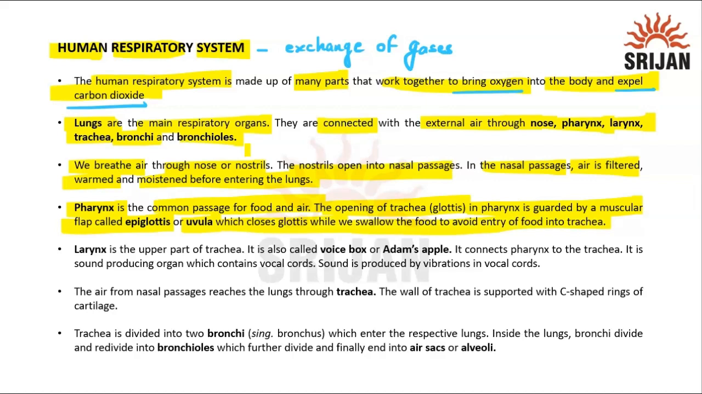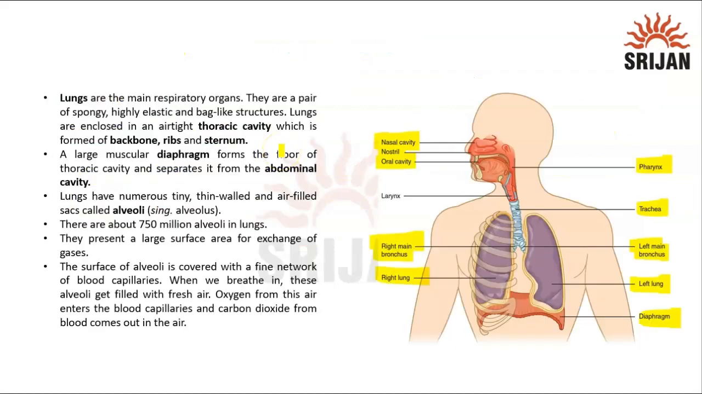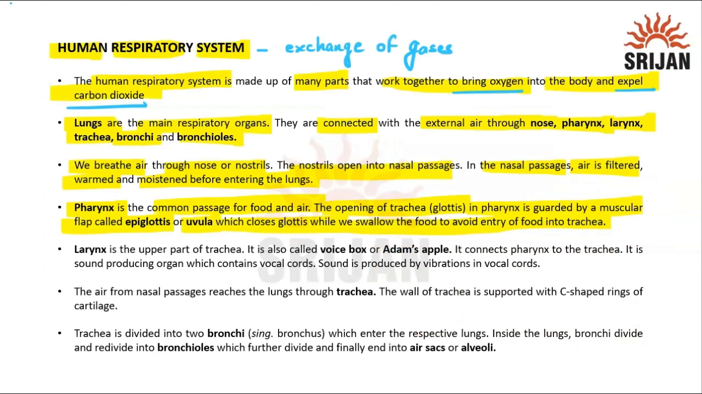Now, if I show you in the diagram where exactly the epiglottis is present, it is somewhere near where the mouth is. Here is your epiglottis. The epiglottis is a flap-like structure, as you already studied. It basically makes sure that food doesn't enter the windpipe, because the windpipe is supposed to be for the wind, not for the food.